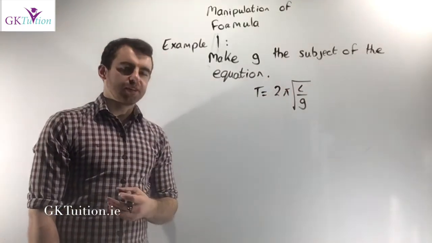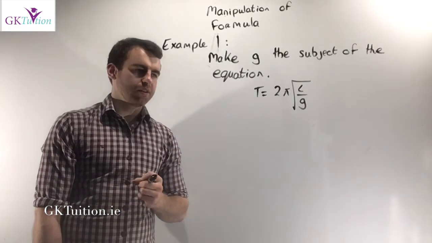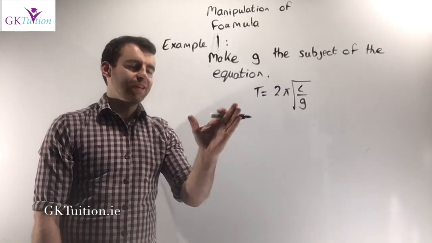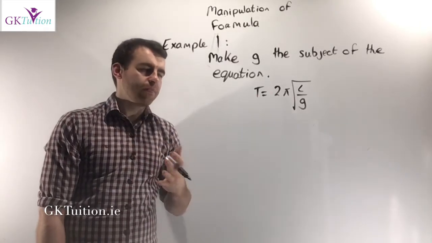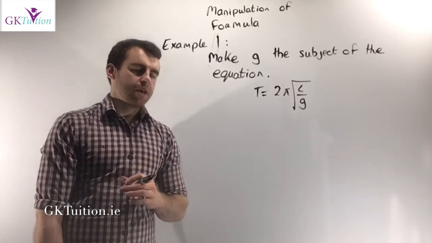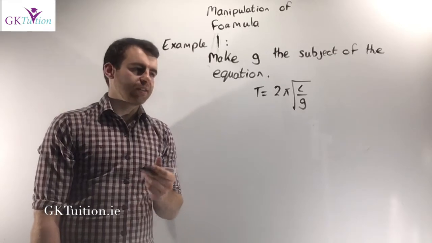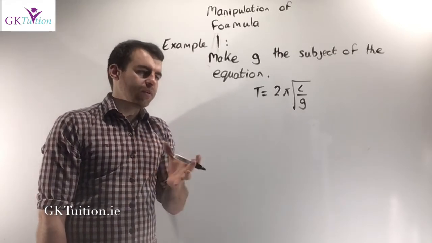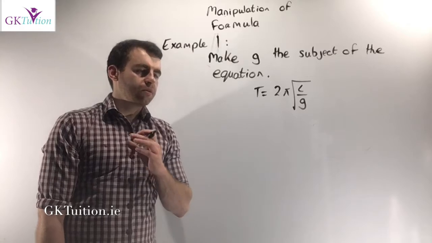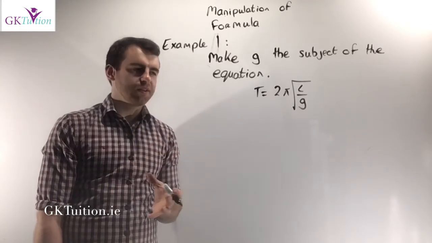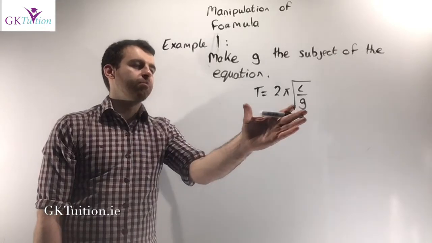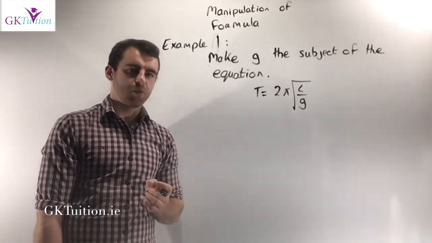To make g the subject of the equation simply means get g on its own. At the moment, t is the subject of the equation: t equals whatever. So now I just need to manipulate it around so I have g on its own. With each line in a question like this, you just have to ask yourself, what is the immediate complication? There's not always just one size fits all for this. There's a couple of different ways of doing it. But for me here, the biggest complication is the presence of the square root.